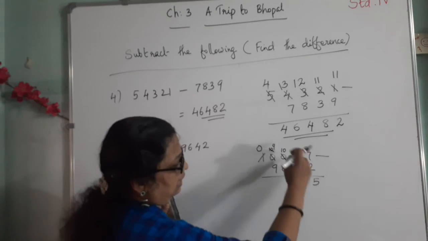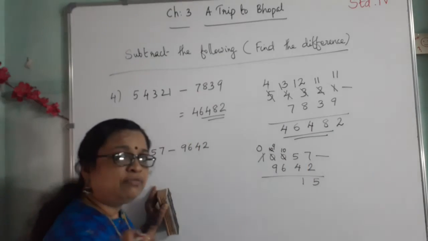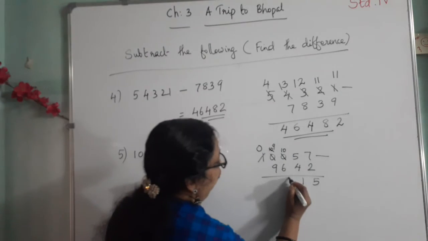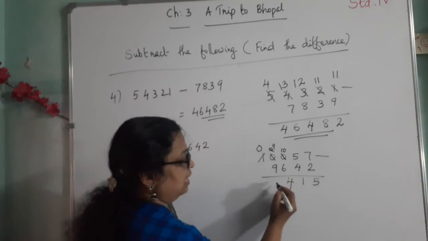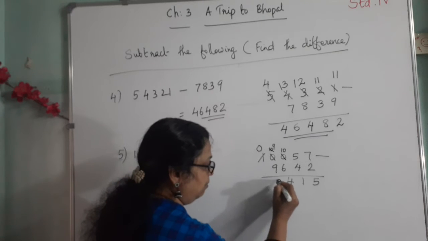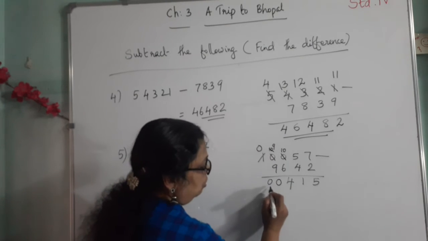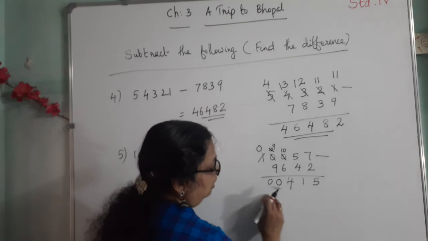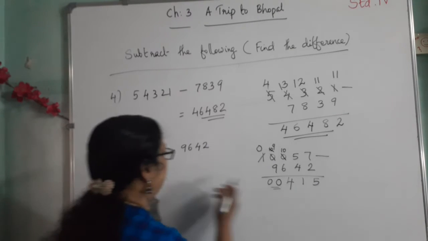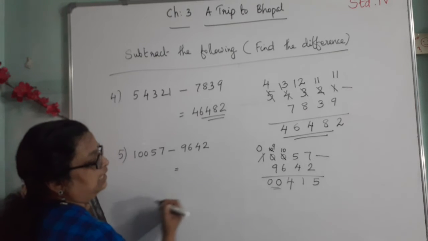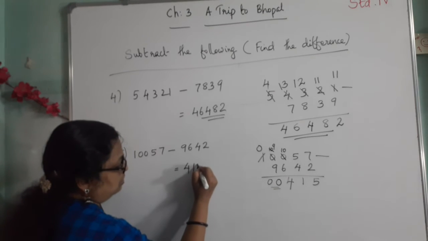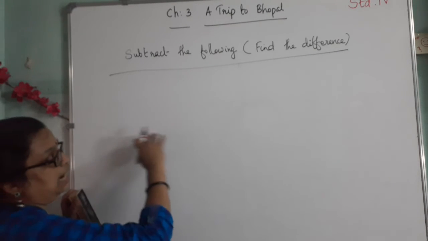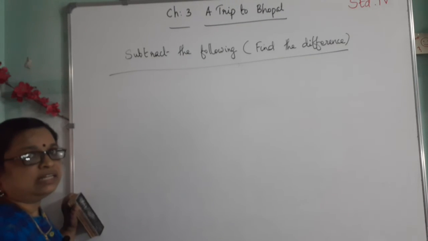Then we can subtract. 10 minus 6. 6 after 7, 8, 9, 10. That is 4. Then 9 minus 9, a number subtracted from the same number, 0. Here also 0. When 0 is put before a number, that 0 has no value. So this is a 3-digit number, 415. So no need for writing these zeros. This becomes 415.